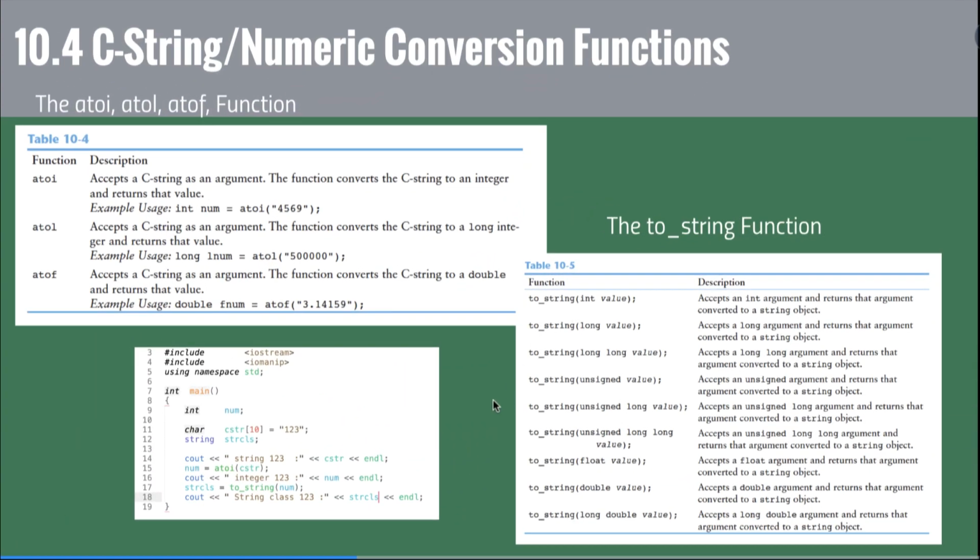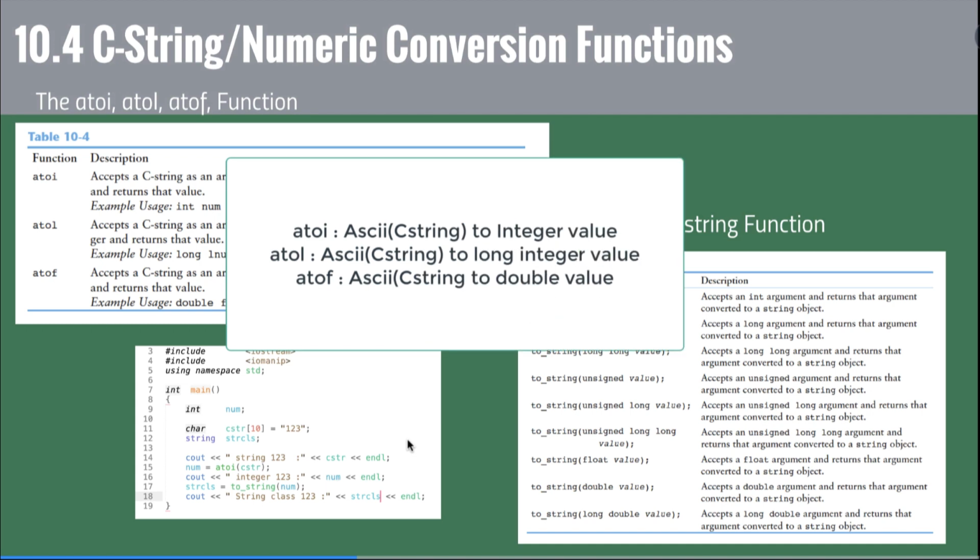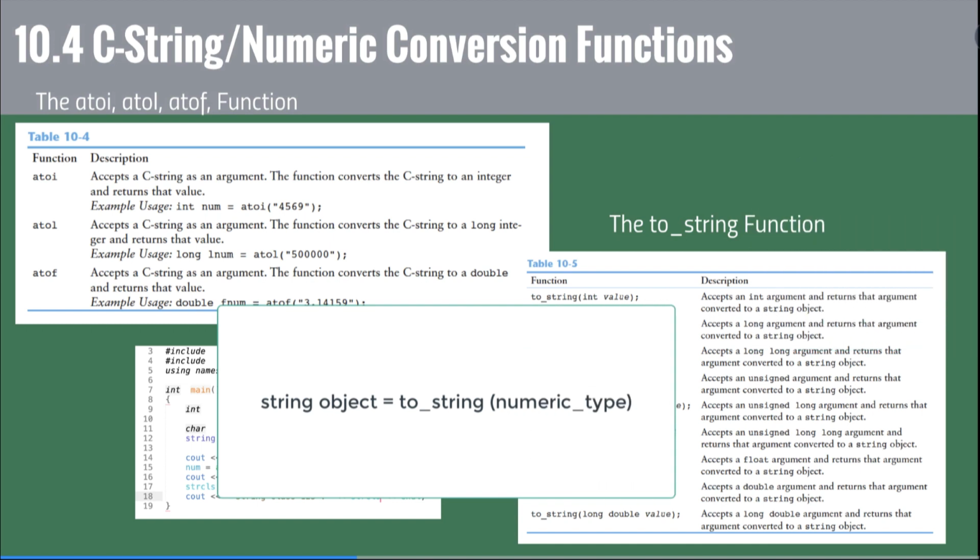And now we are going to move to the next topic, 10.5, C-string and numeric conversion. Here are three functions that convert a C-string to a numeric value. They have slightly different names according to the result type. The result can be an integer, a long integer, or a double value. In the reverse way, a numeric value can be converted to a string object. We can use any numeric type, such as integer, long integer, or double, and the converted string is a string class object.